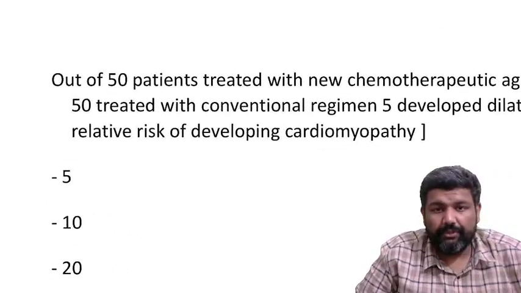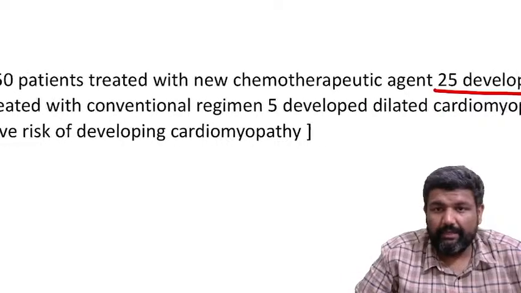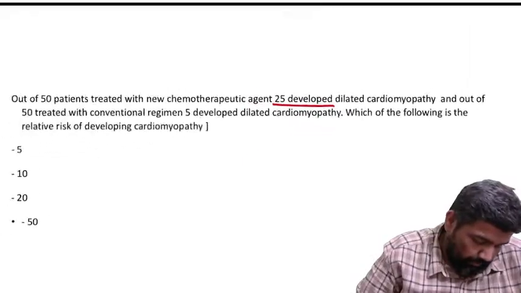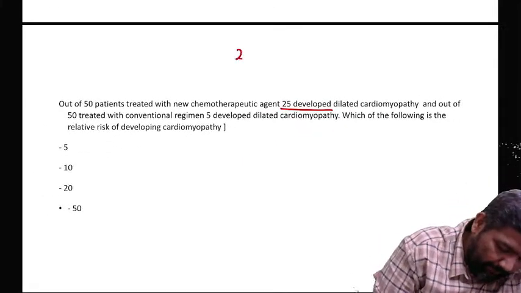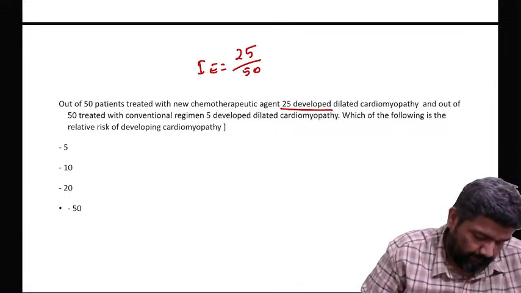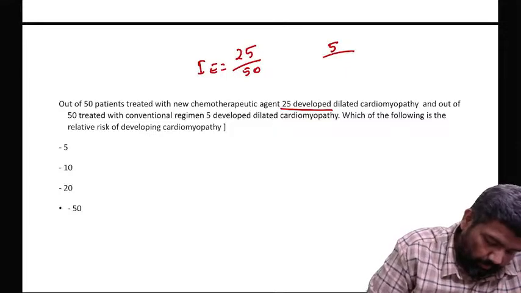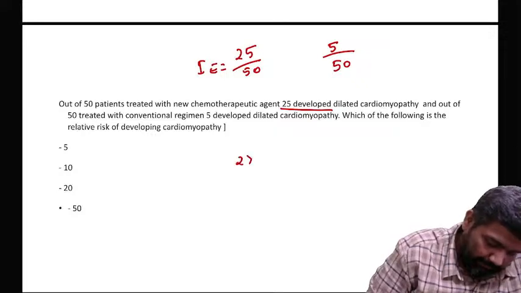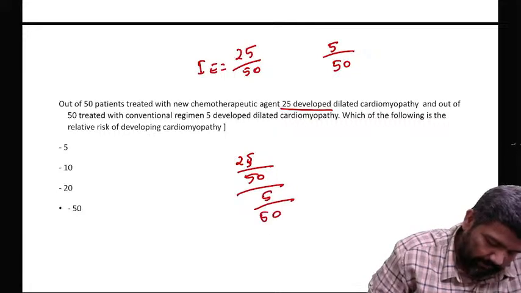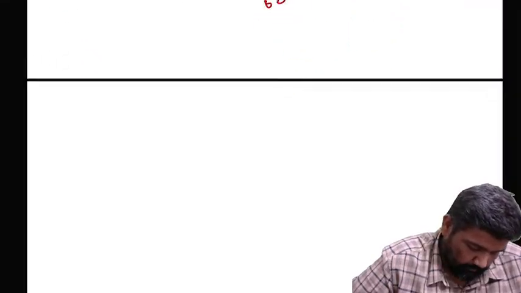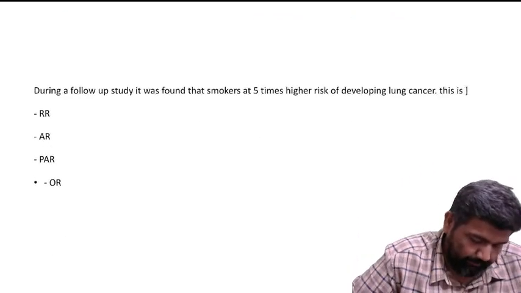Out of 50 patients treated with chemotherapeutic agent, 25 developed dilated cardiomyopathy. This is incidence exposed. And out of 50, 5 developed it. So 25 by 50 divided by 5 by 50. So the answer will be 5.